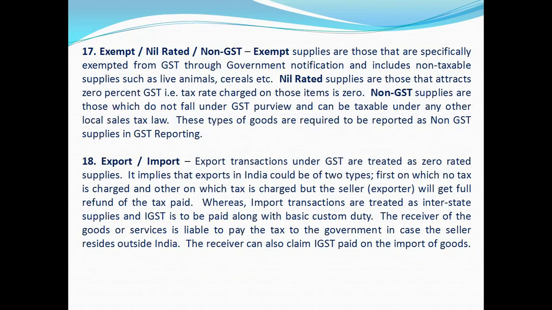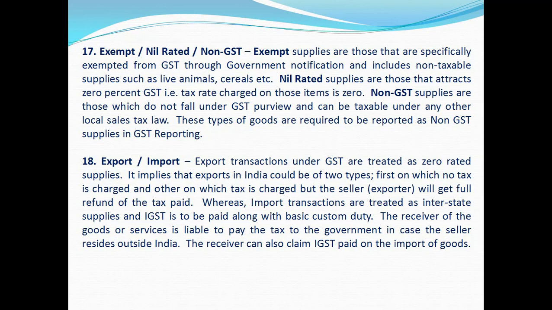Next is exempt, nil rated, non GST. Exempt supplies are those that are specifically exempted from GST through government notifications and include non taxable supplies. Nil rated supplies are those that attract 0% GST, that is, the tax rate charged on those items is zero. There is a very thin difference between exempt and nil rated. Exempt items are those that are exempted from GST under certain conditions or through government notifications. But nil rated supplies, or you can say nil rated items, are always taxable at 0%, or you can say they are totally tax free.